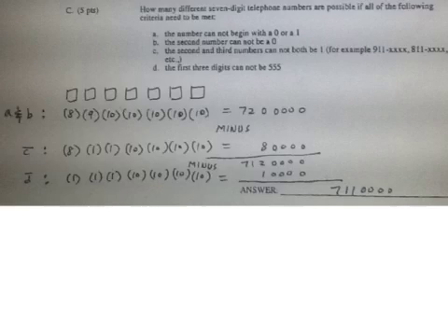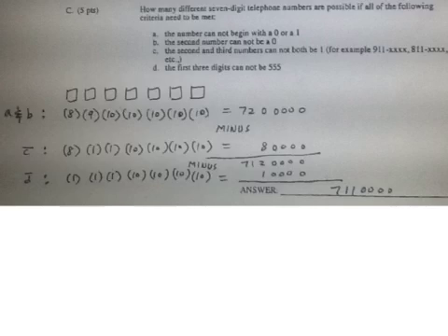So if we just look at A and B, we can see that the number cannot begin with 0 or 1, and the second number cannot be a 0. So the first number cannot be a 0 or 1, so that gives us 8 other options for this first number right here. And then the second number cannot be a 0, meaning it can be any of the other 9 options.